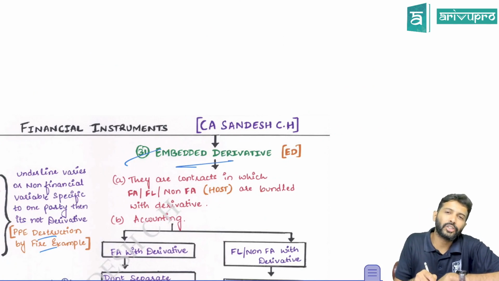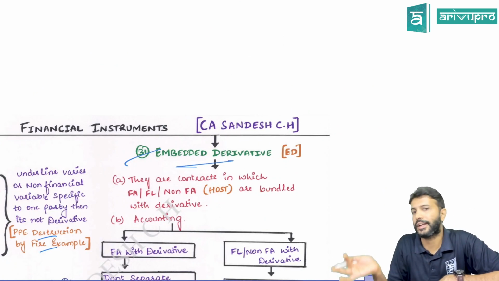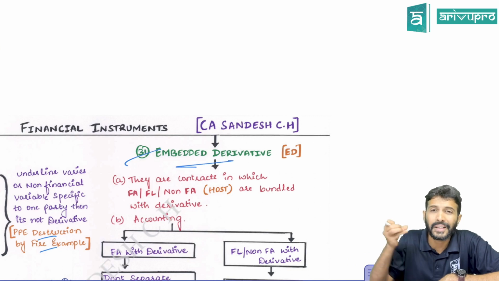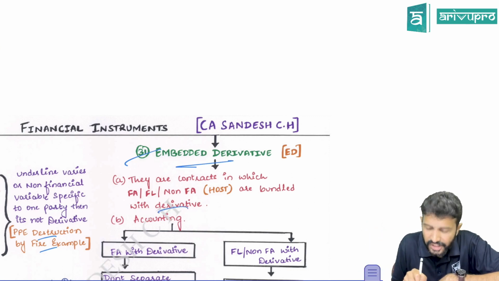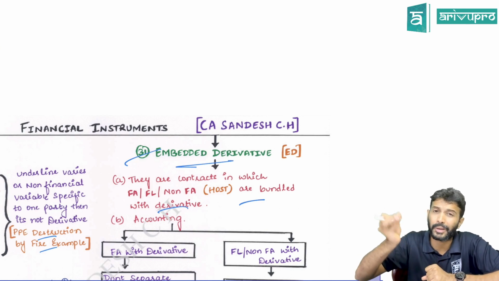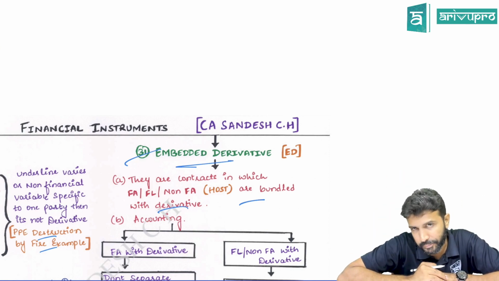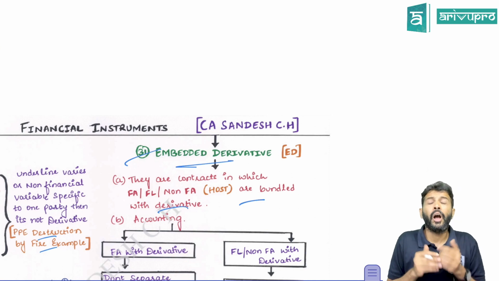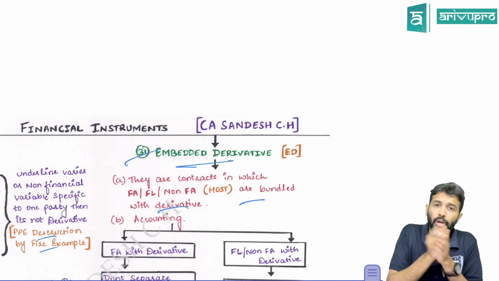Then we saw embedded derivative. Embedded derivative means it's a normal contract relating to a financial asset, financial liability or non-financial asset. But these contracts have some derivative features. They got bundled with a derivative. They're not a full-fledged derivative. Some derivative feature is included in them. Now check in which contract this embedded derivative is included.